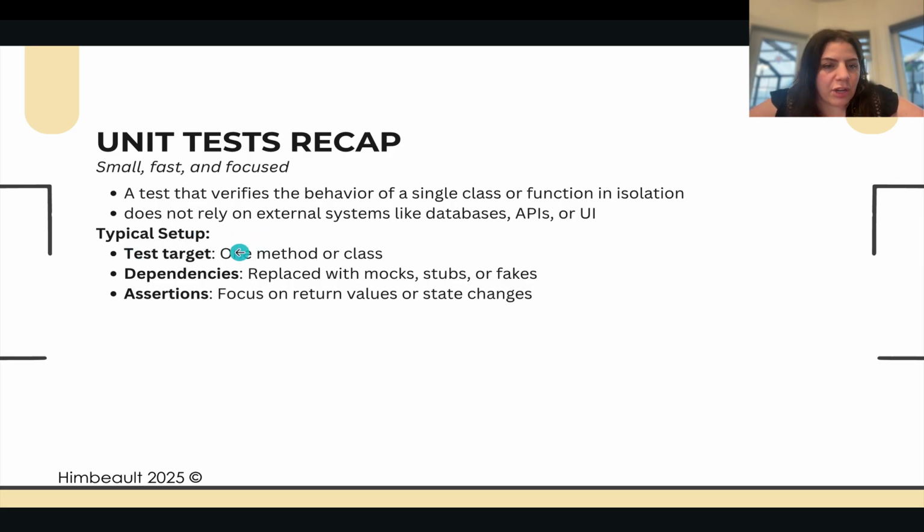Often we're going to have a test target. We replace all of our dependencies, and then we assert. So we've got arrange, act, assert. I forgot what they were for a second there. Arrange our situation, right? Act, do the actual action that we want to test, and then assert that action.